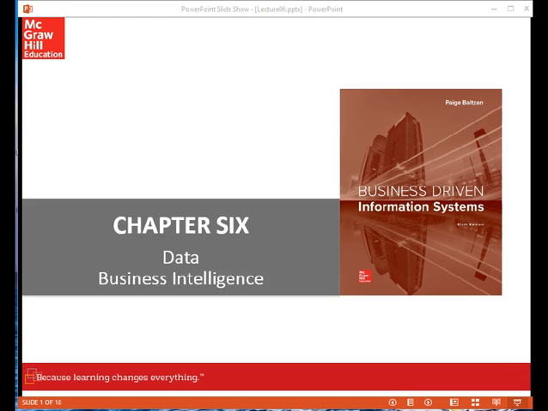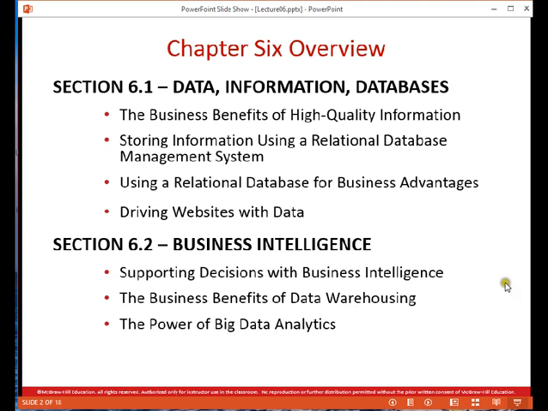So there's a lot of different uses for something like Wikipedia, and it's also something that's a part of the business intelligence information systems. So in this lecture we're going to look at data, information, and databases, and then also business intelligence.